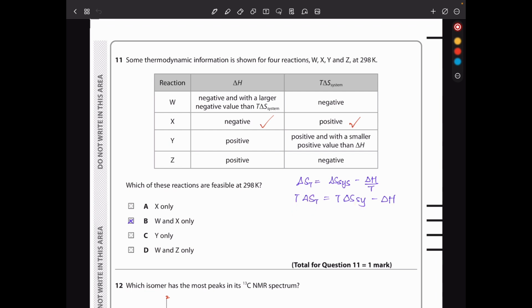So we get a value that is going to give us a positive thing. If ΔH is negative, meaning this part here is going to be positive because a negative times a negative gives us positive, and this is positive, we see X is going to be feasible. And then there is another way here when they say negative and with a large negative value than TΔS. So this is also a possible scenario given the TΔS system is negative. That is also going to be feasible. So the possible answers are W and X. If you substitute in this, giving us a positive value here.